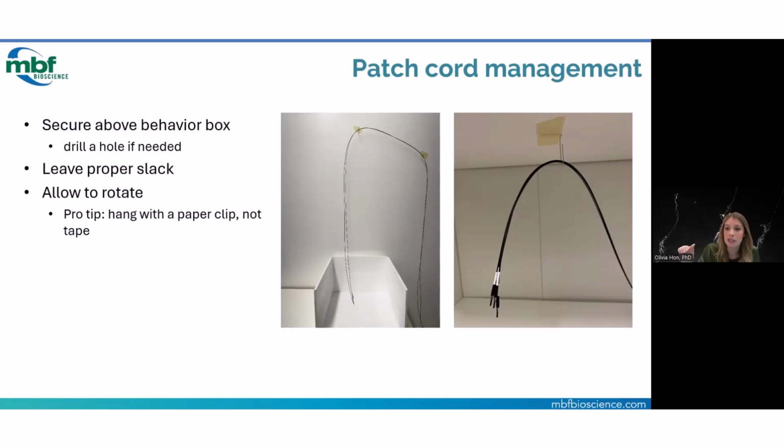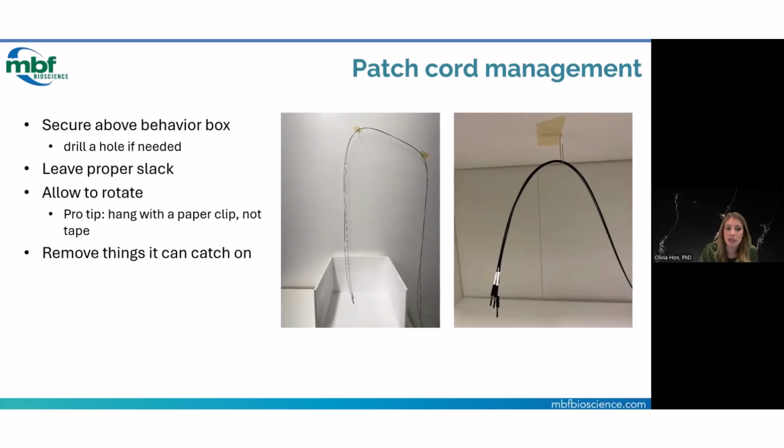So instead of just taping the patch cord directly, because that's not going to let it twist, just take a paper clip, bend it open, tape the paper clip up, and then feed your patch cord through it. And that means as your animal rotates, it's going to be able to spin and absorb those twists across the full length of the patch cord.